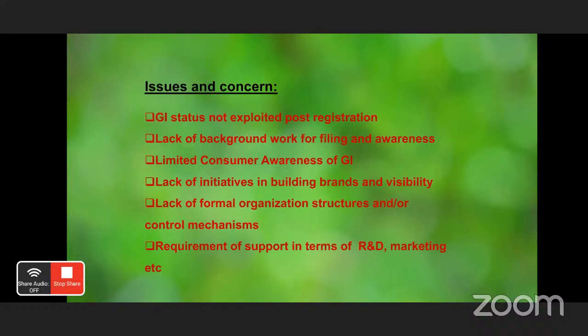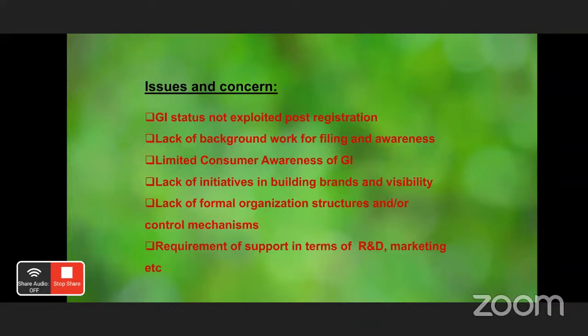Then, lack of background work for filing and awareness. Whenever we have identified a product, okay, we have identified the product, yes, we can go for GI filing. But who will do the background work? We need the background work. We have to collect so many pieces of information, okay? So lack of background work for filing and awareness is another issue.